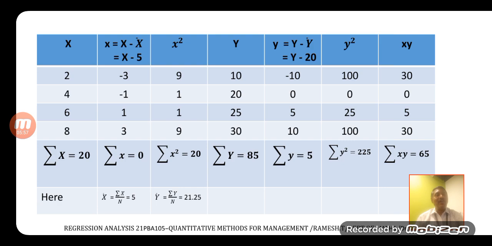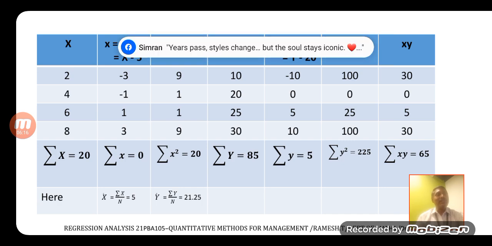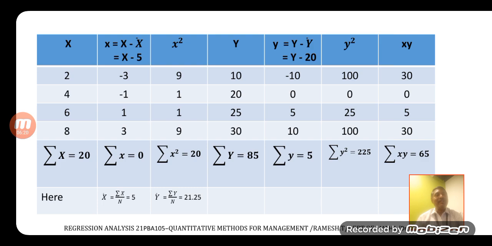Now we calculate the average of y, that means the sum of all the data: 10 plus 20 plus 25 plus 30 is equal to 85. Therefore the average is 85 divided by 4, which is equal to 21.25. Now we calculate small y or dy, the deviation, that is y minus y bar. We get 10 minus 20 is minus 10, 20 minus 20 is 0, 25 minus 20 is 5, 30 minus 20 is 10.